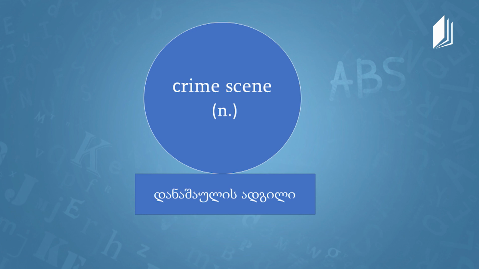Our next word is crime scene. Crime scene is a noun, and in English it means where the illegal act happened, like the murder or any place where that happened. Crime scene in Georgian means danashaulis adgili. Crime scene, danashaulis adgili.